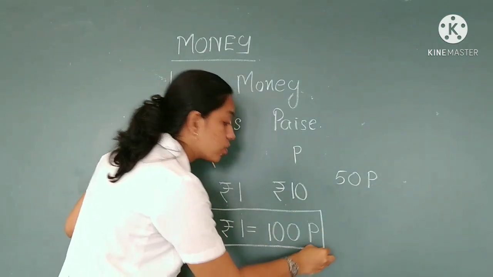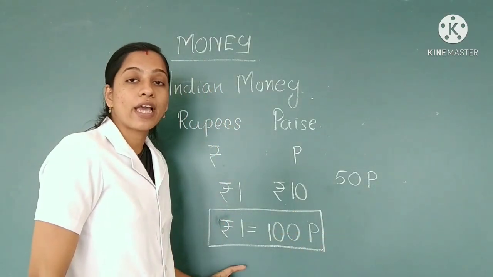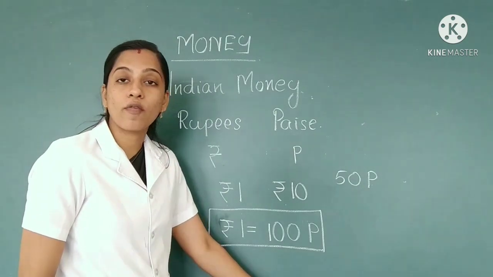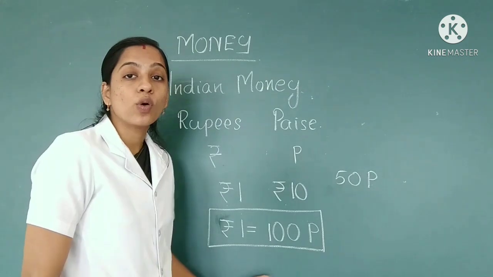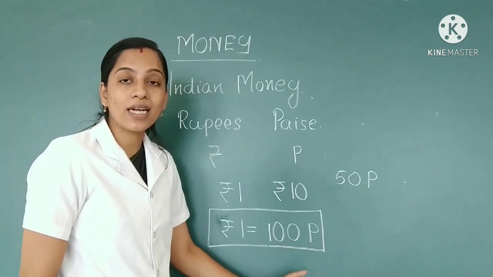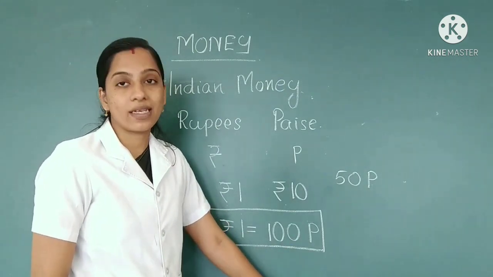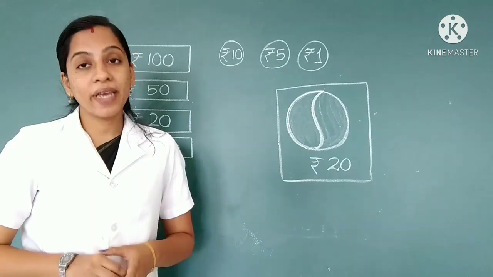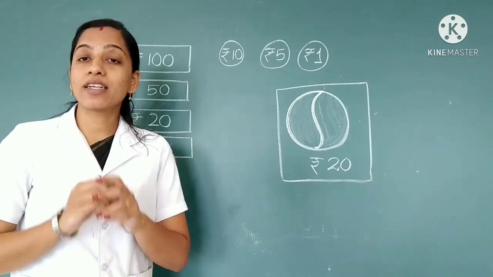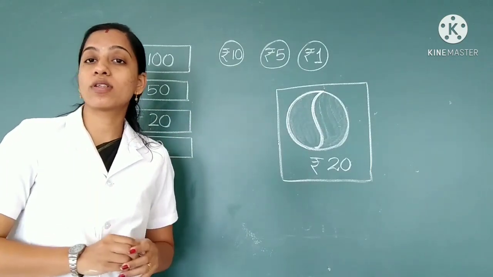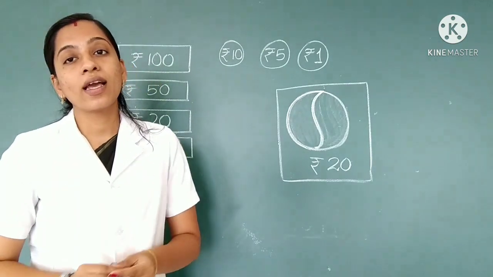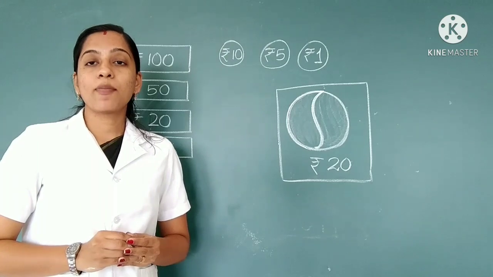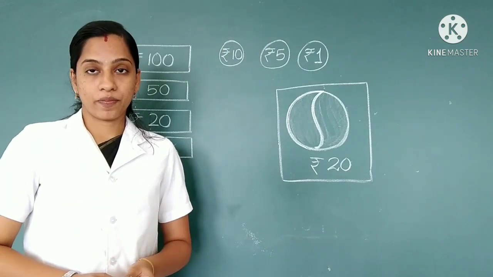Children, this is very important because we can use this for solving many money related problems. So you have to learn this. That is rupees 1 is equal to 100 paise. To do any small shopping activities, one should understand the difference between notes and coins. Understand the use of money. Let us do one activity. Suppose I am a shopkeeper.